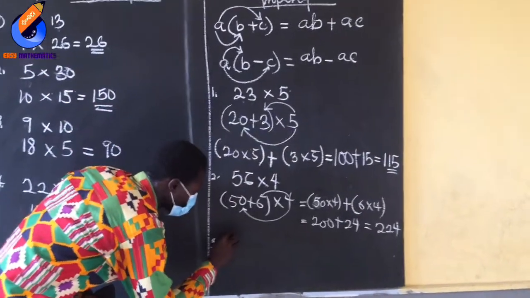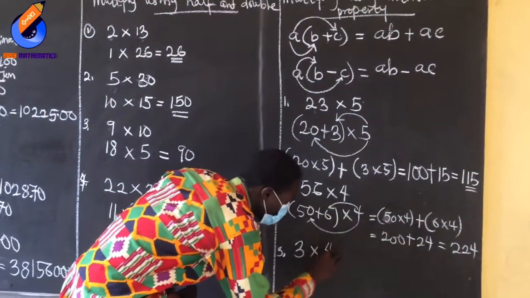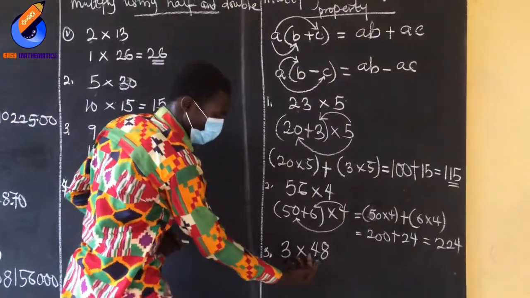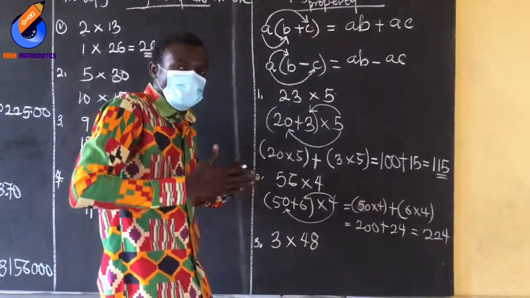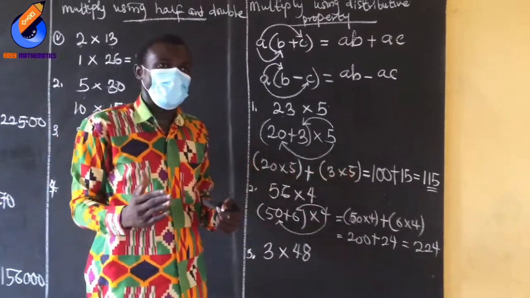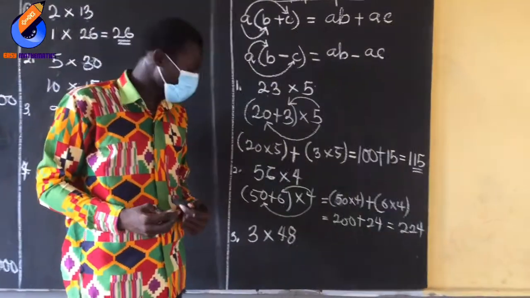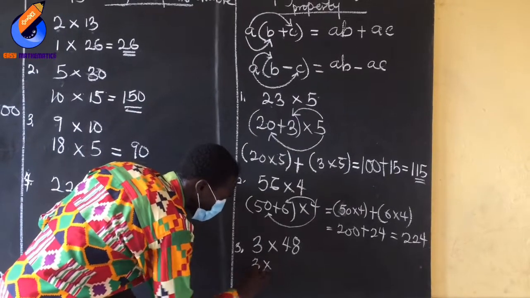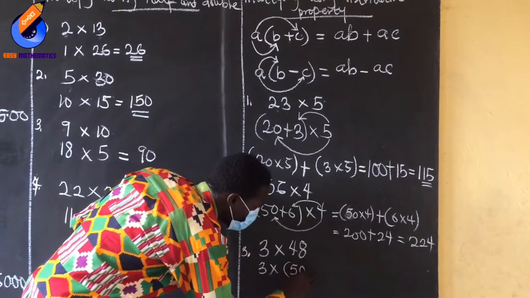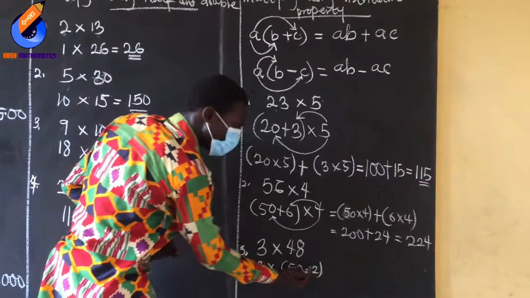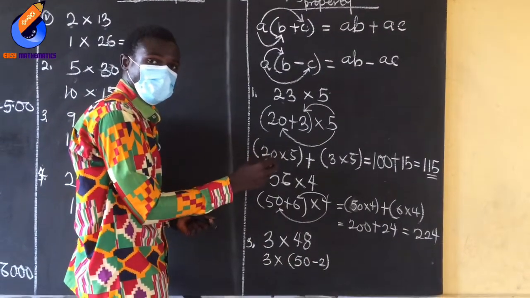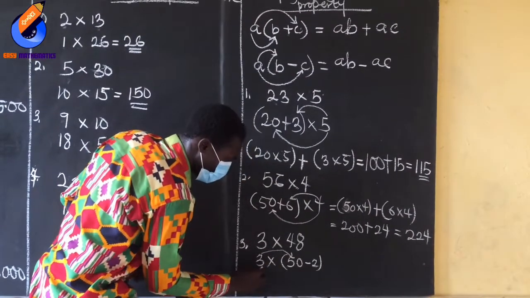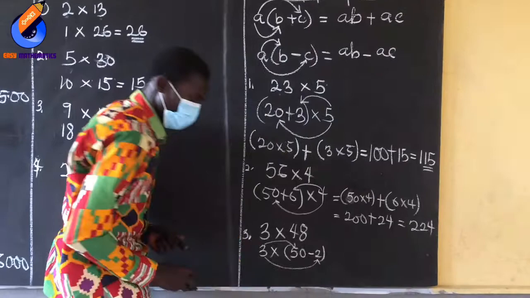Let's say we have 3 times 48. We are still using the distributive property. So when you look at this, I'll split the 48 so that at the end I will get 48. This time I want to use subtraction. So I have 3 times 50 minus 2. 50 minus 2 will also give me 48. So what do I do next? I will split my numbers. 3 will multiply 50, and this same 3 will multiply 2.